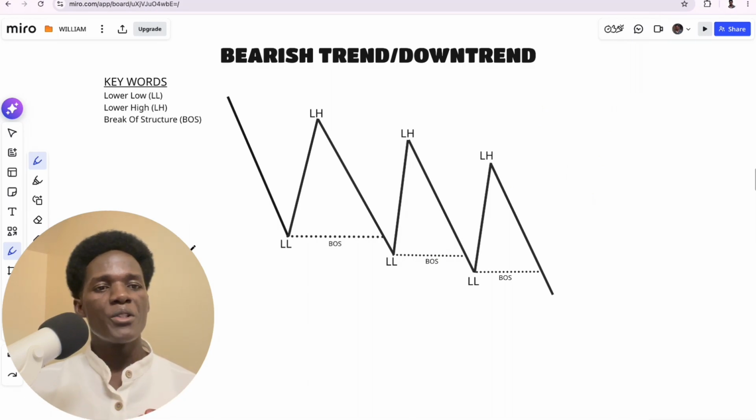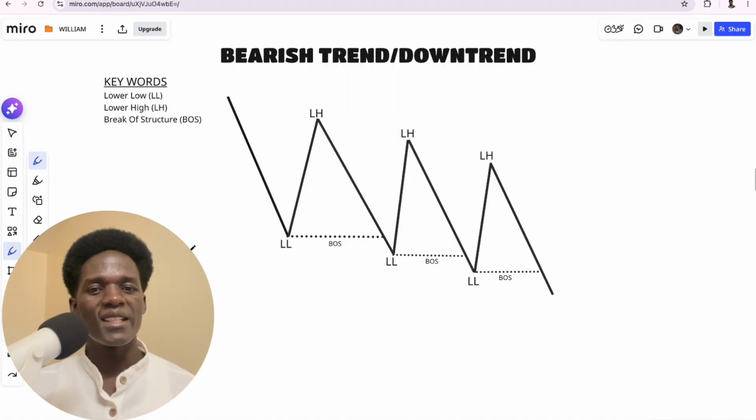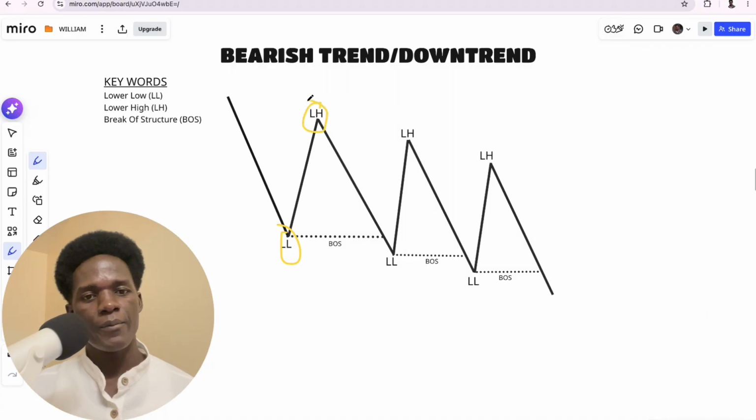Now let me show you a bearish downtrend. This is a bearish downtrend. You can call it a bearish trend or downtrend. What is a downtrend? A downtrend happens when the price is consistently creating lower lows and lower highs.